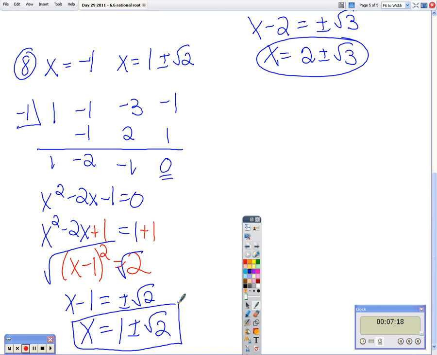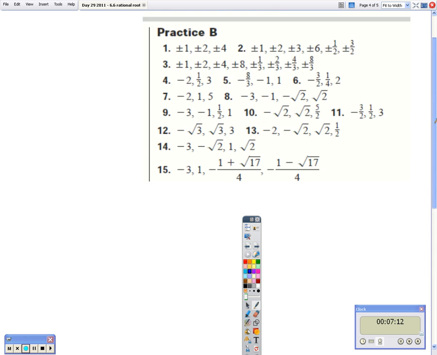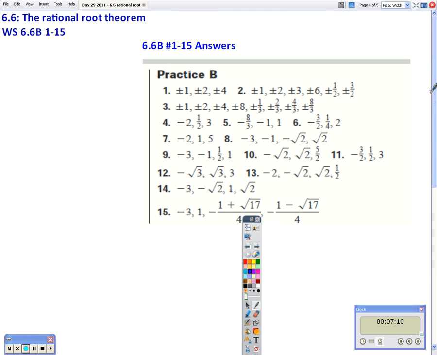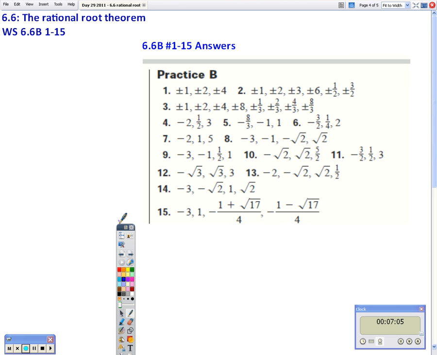So now that we've done some practice together, your homework is 6.6b, 1 through 15. Here are the answers, so that as you work the remainder of class on these 15 questions, you can check yourself as you go. Be prepared tomorrow with any questions, and this flip chart and the video will be on Edline, so if you want to look at it again tonight, you can do that.